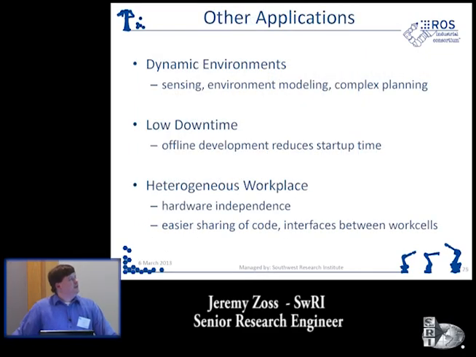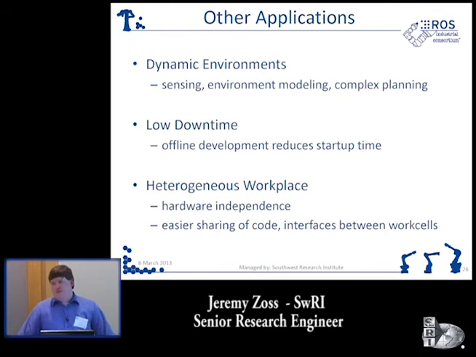A couple other ideas that I just threw up here are dynamic environments. So if you've got people or obstacles moving in and out of your environment, you want your robot to be able to detect those obstacles and avoid them or just wait for them to get out of the way. We've already seen how that works.